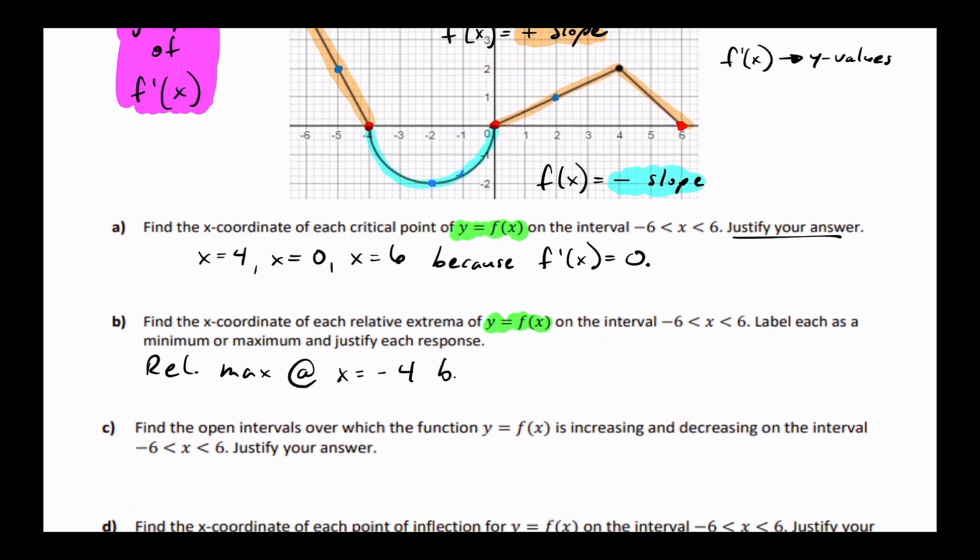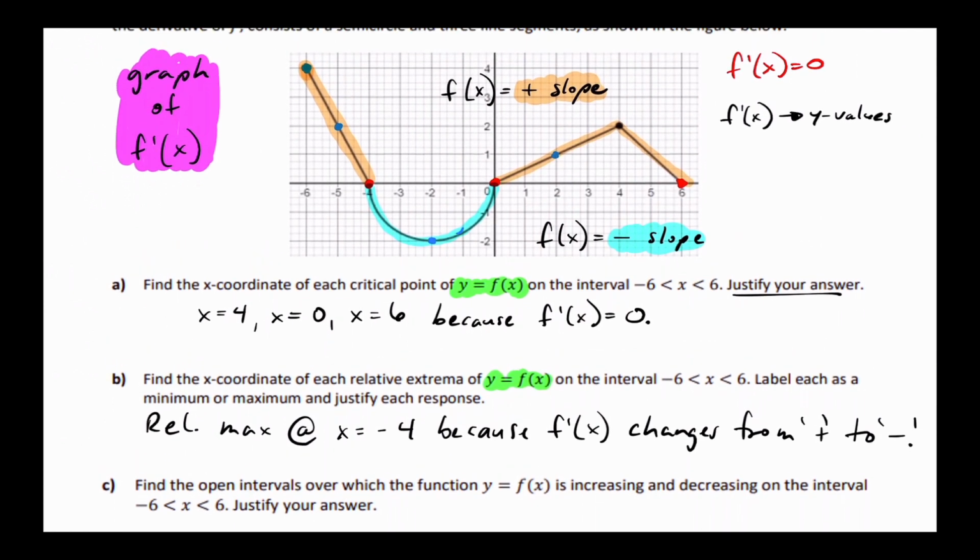Because f prime changes from positive to negative. Changes signs. That's what led us to that red dot. It changes from positive to negative. Okay.